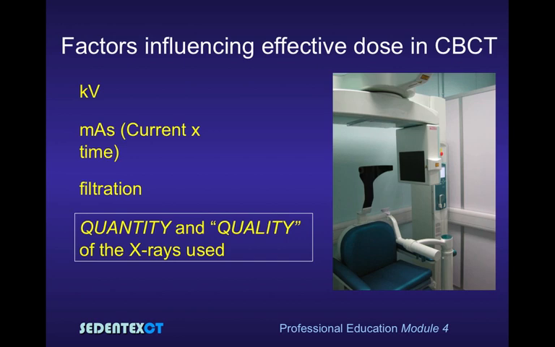The first of these is essentially the quantity of X-rays used and also their quality, and by quality we mean the energy in the X-rays. This reflects the kilovoltage, the current and time product of exposure, and also the filtration in the machine. Generally speaking, these things are out with the control of the operator. Your equipment comes with particular filtration and is also equipped with recommended exposure factors and kilovoltage settings. But nonetheless, these factors do significantly influence effective dose.